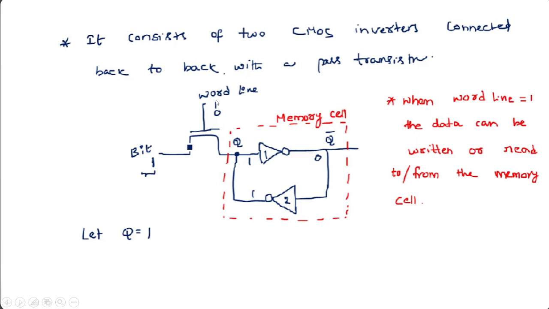So there is a word line. When word line is one, this pass transistor will be on, so we can write the data into the memory cell or read the data from the memory cell. When word line equals 0, this transistor will be in off state. So this is a CMOS inverter circuit and SRAM cell.